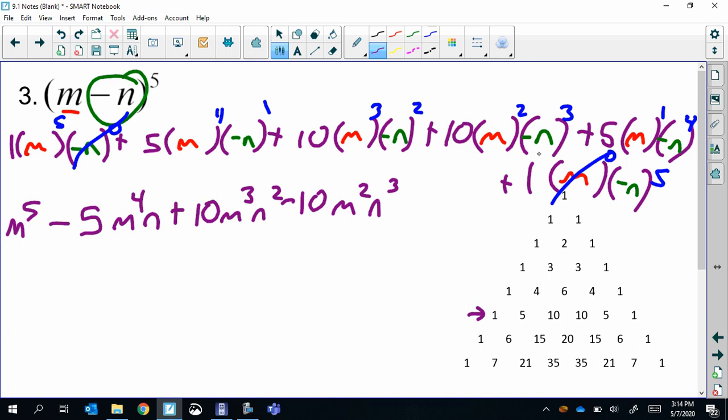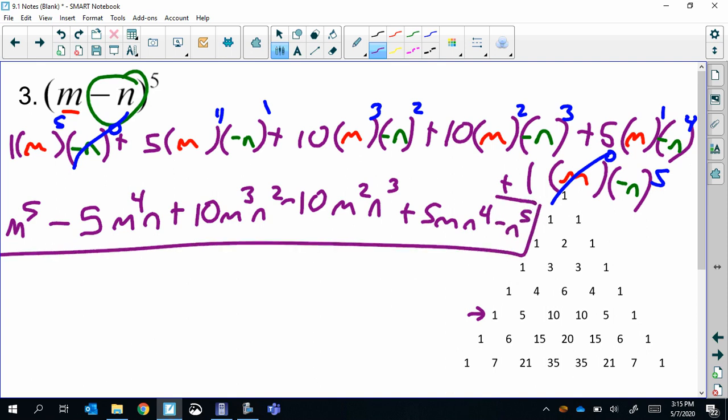Next, we just did our 10 and our 10. Now we're on to the 5. Negative to the even is going to be positive, so positive 5, m n to the 4th. And then our last term right here is going to be 1 times 1, and this will be negative because it's to an odd, n to the 5th. There we go. So that threw in a negative just to show you that you do have to keep track of it.